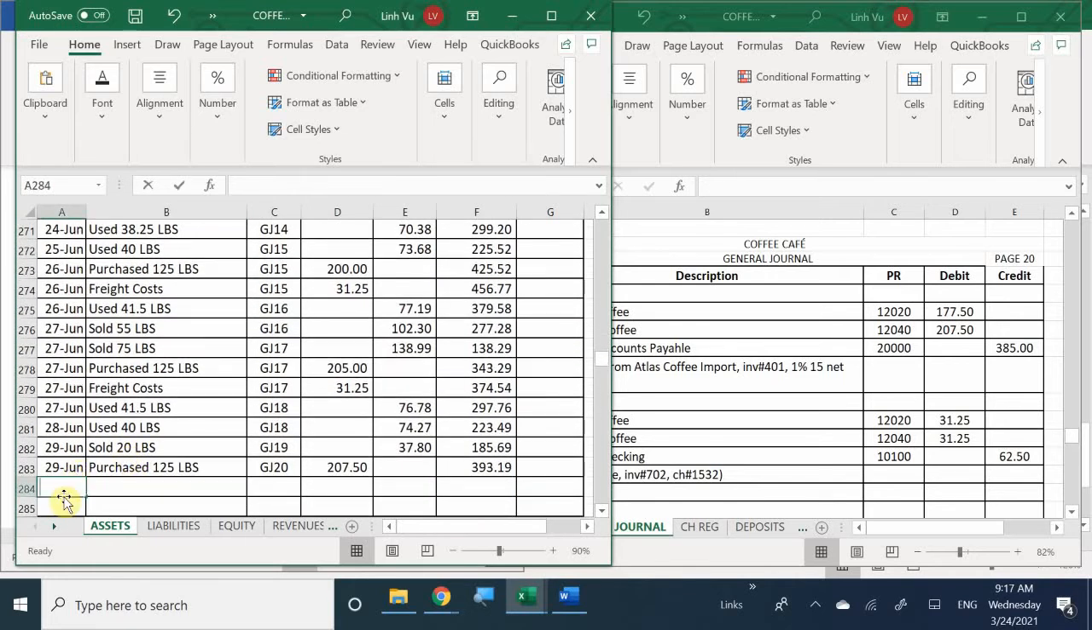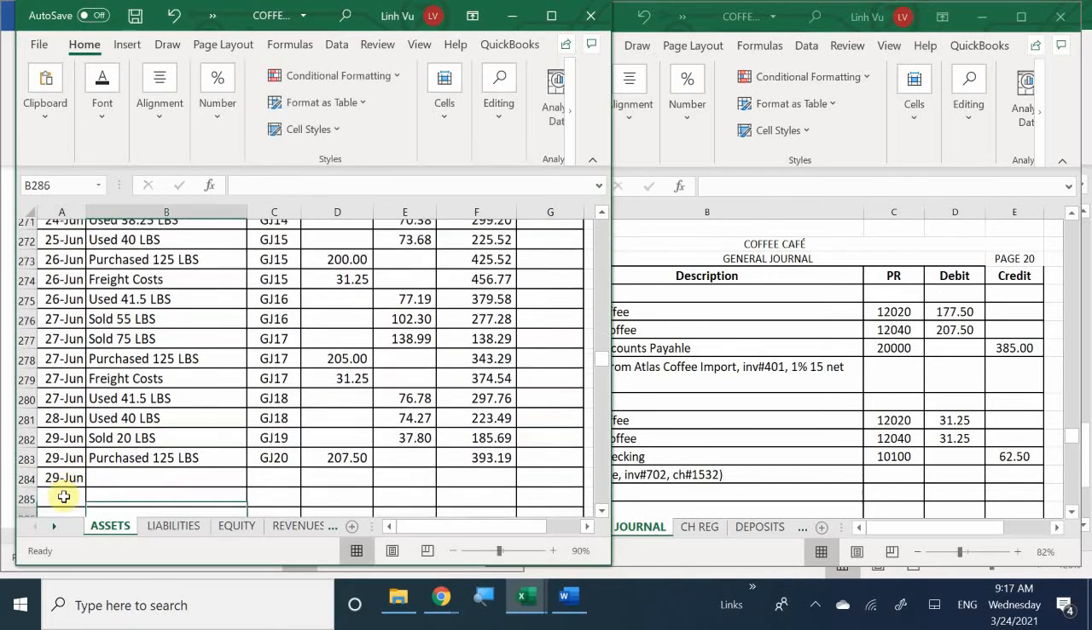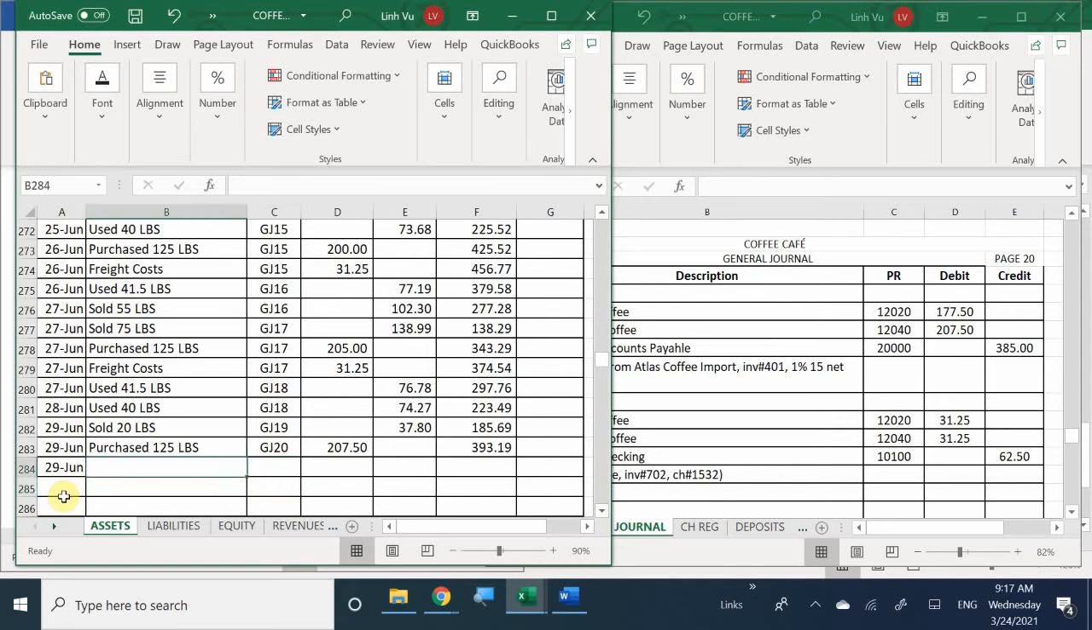Supreme coffee, once again, we're going to do the same thing here. We're going to have freight costs, for 31.25. So how much should be my grand total in my Supreme Coffee? 424.44. Yes. Too many fours. Okay.